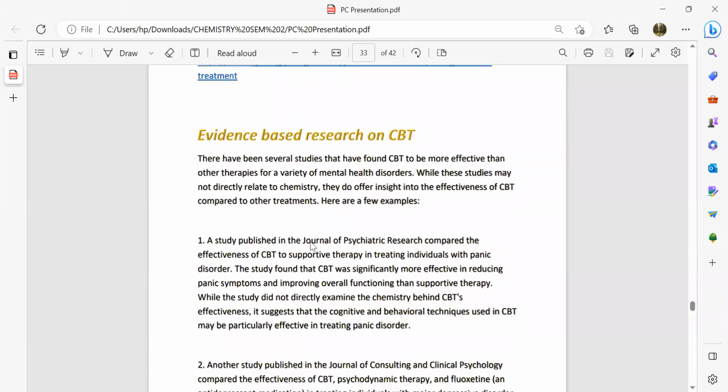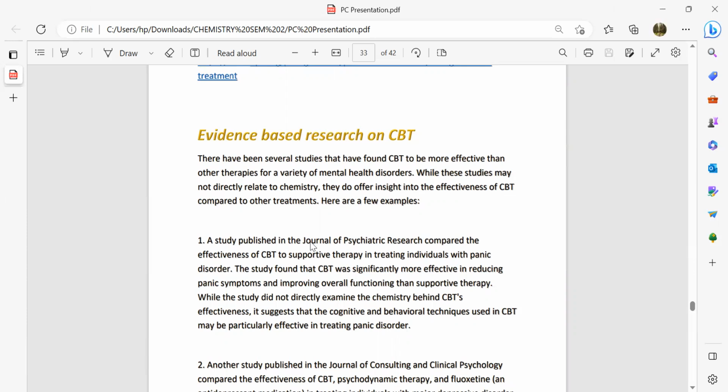Evidence-based research on CBT. There have been several studies that have found CBT to be more effective than other therapies for a variety of mental health disorders. While these studies may not directly relate to chemistry, they do offer insight into the effectiveness of CBT compared to other treatments. Here are a few examples of that.